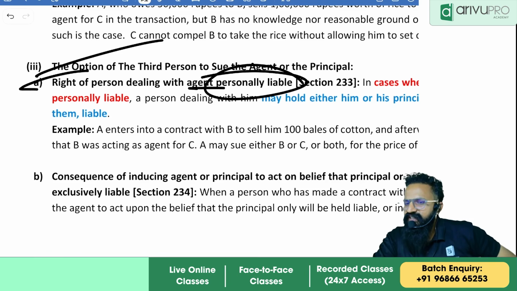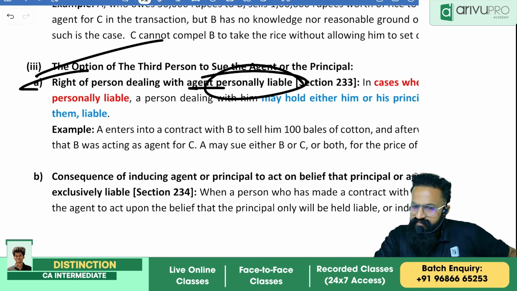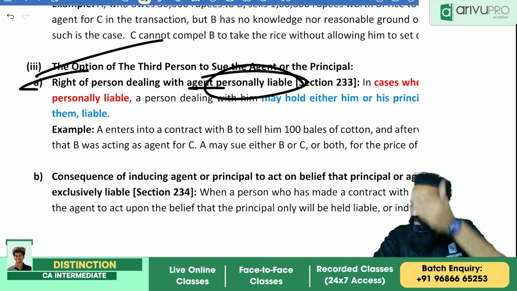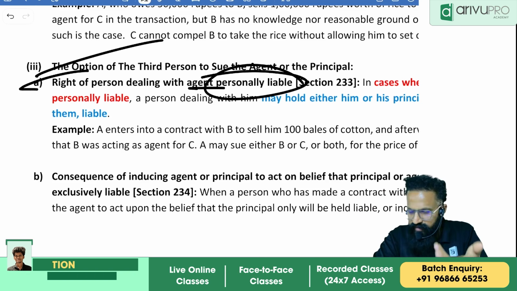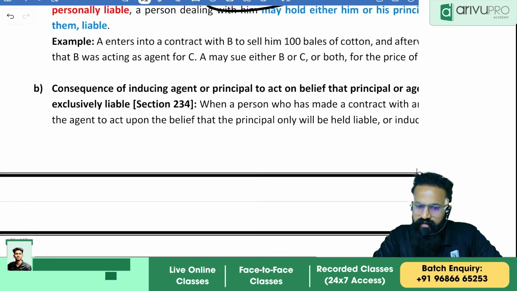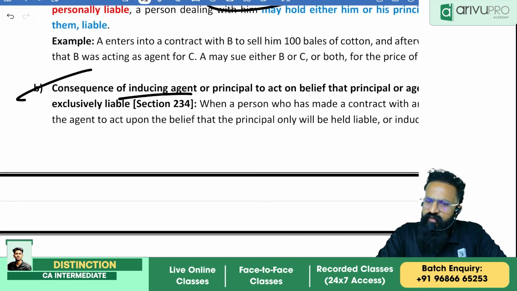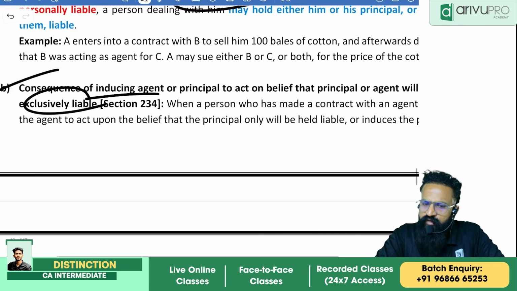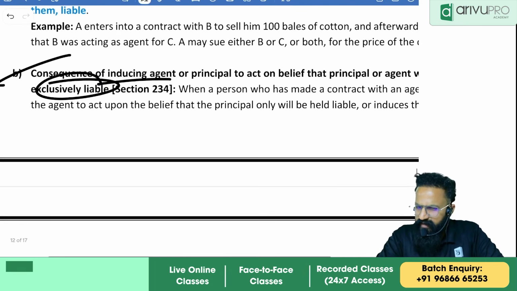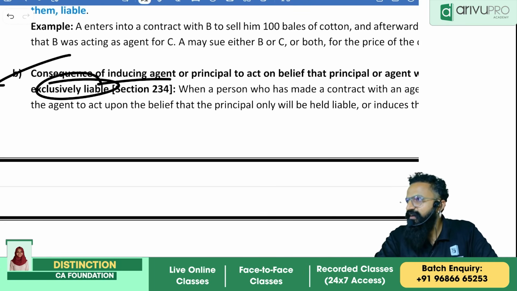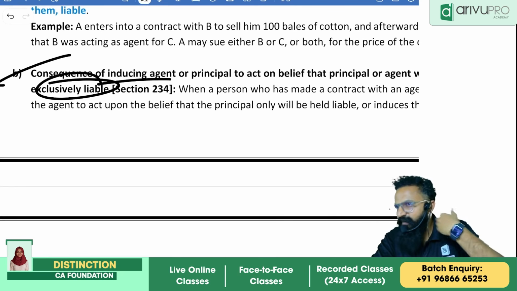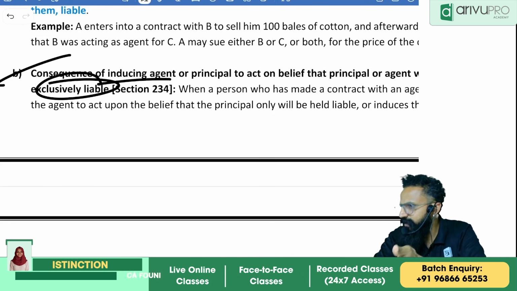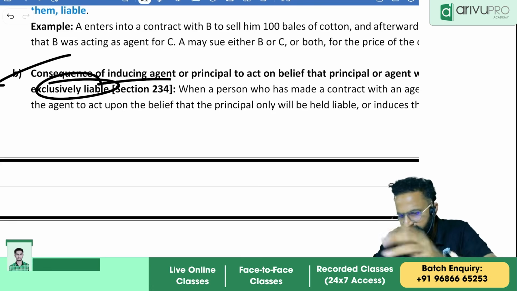When the person dealing with the agent can hold him personally liable: the agent has clearly told, sir, if anything happens, you come to me. I will come to you only because you have clearly said I will be personally liable. Consequence of inducing agent or principal to act on belief that the principal or agent will be held exclusively liable. Again a similar scenario: if the principal has said I will be exclusively liable, the principal will be exclusively liable. Otherwise the agent will be exclusively liable.